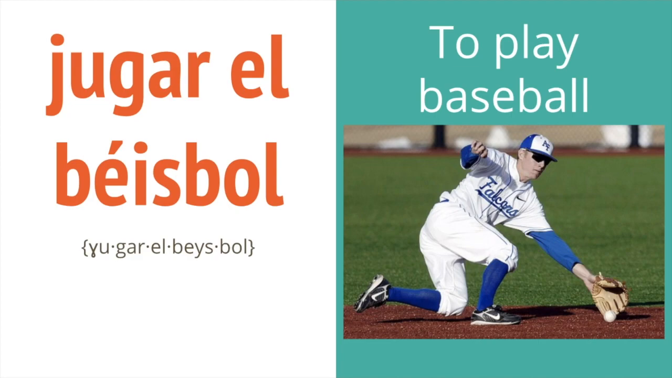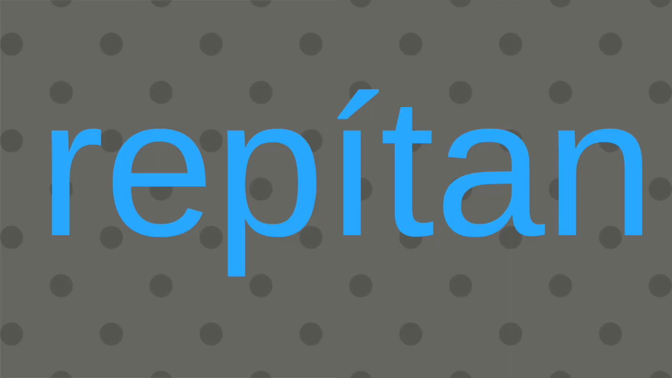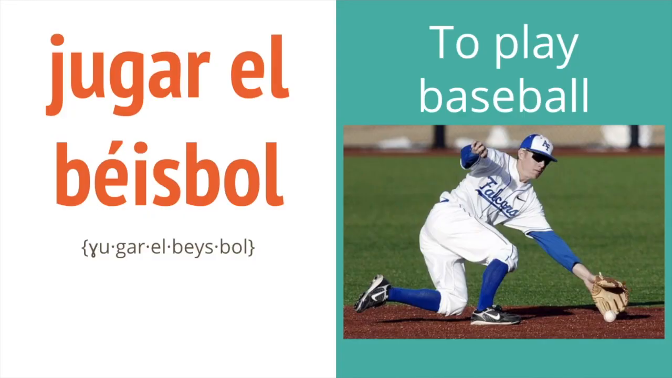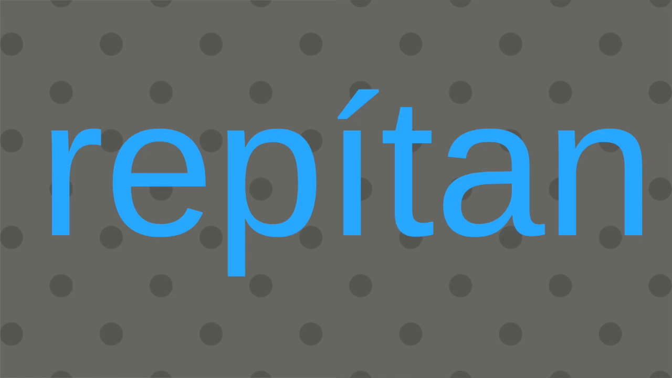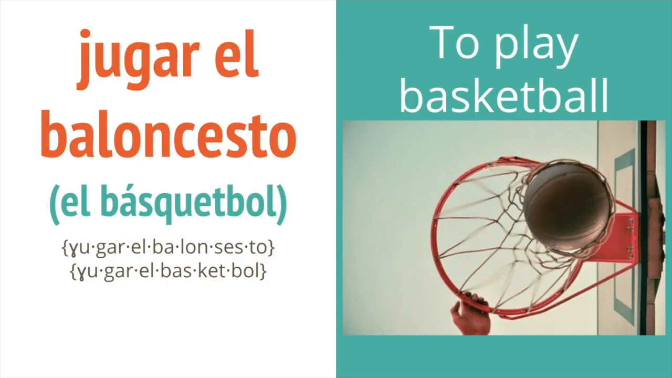Jugar el béisbol. Repitan, jugar el béisbol. That is to play baseball. Jugar el baloncesto. Repitan, jugar el baloncesto. So in Castilian Spanish, which is what's spoken in Spain, they use the word baloncesto for basketball. It's like basically translates to ball in the basket.